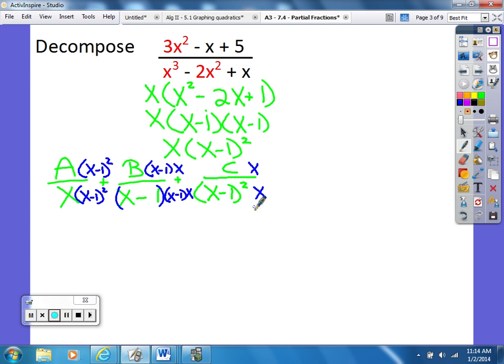Welcome back from this. We'll work through this. We're going to take our time on it here, yes? Okay. And this is all equal to 3x squared minus x plus 5 over x times x minus 1 squared. I just rewrote the original fraction.